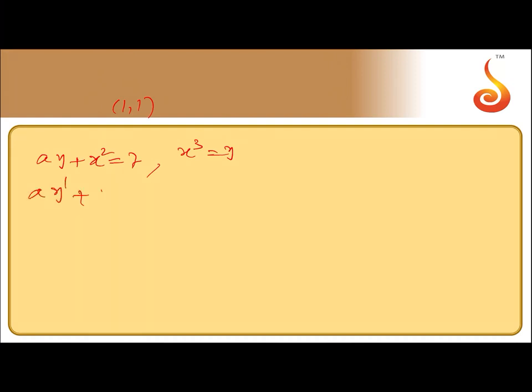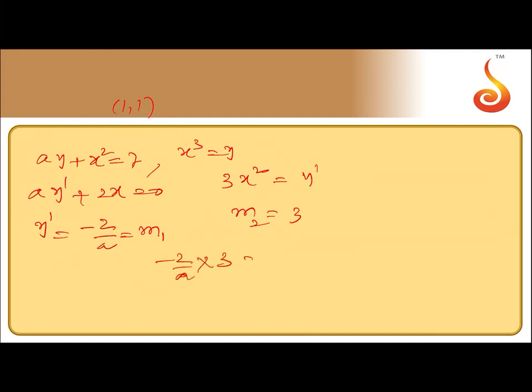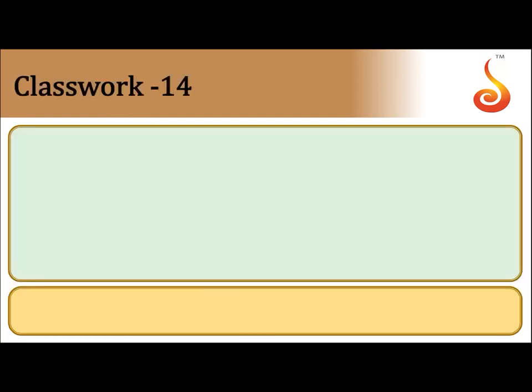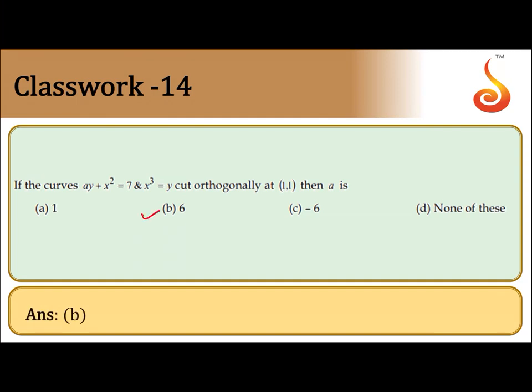Let me take up a multiplied by y dash plus 2x is equal to 0. Y dash is equal to minus 2 by a, the slope m1 at 1 comma 1. So 3x square is equal to y dash. So therefore the slope m2 is equal to 3 for the second one. And the product of slopes, minus 2 by a into 3, must be equal to minus 1. A has to be equal to 6. So the answer is a is equal to 6. Yes, correct.